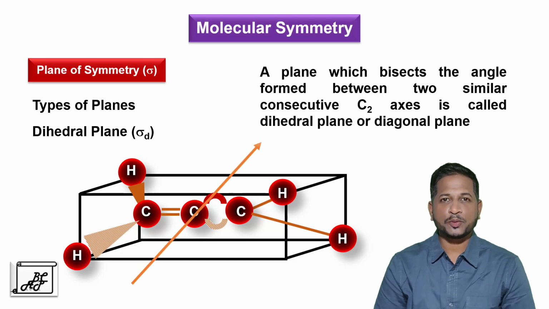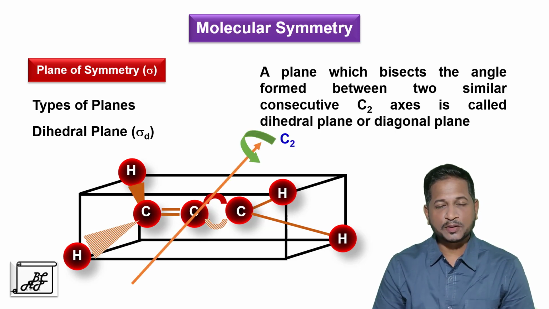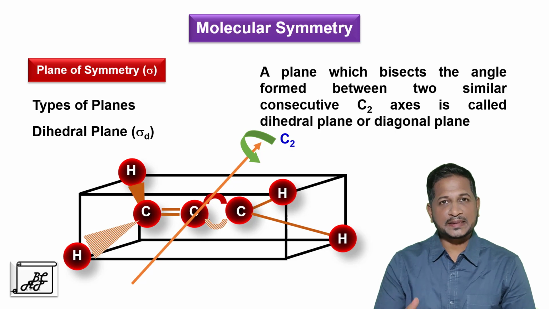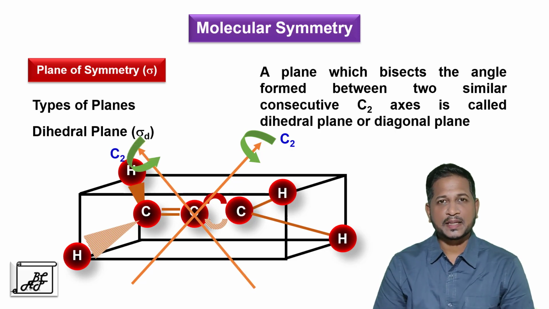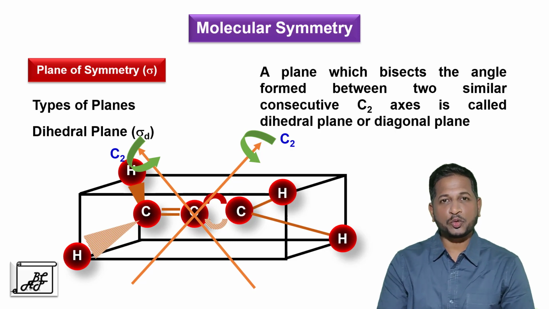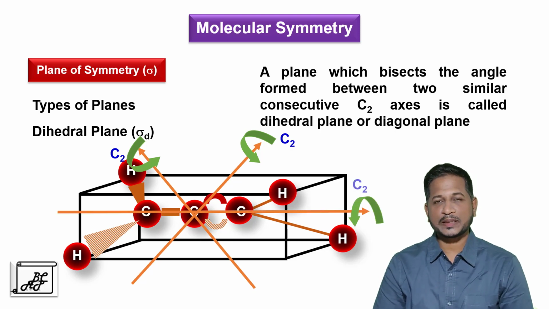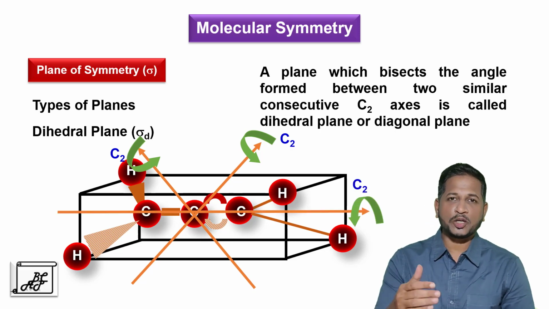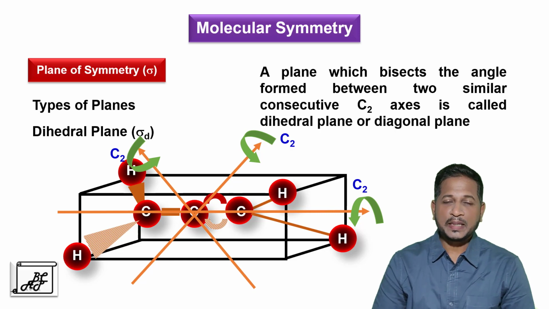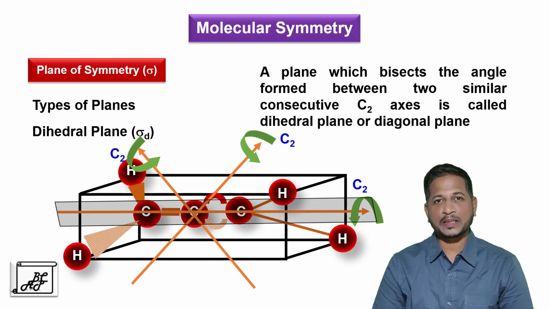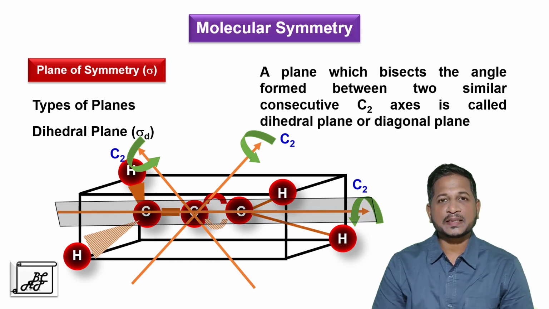In allene molecule, this is the first C2 axis of symmetry, say along the x-axis, another C2 axis of symmetry along the y-axis, and there is another C2 axis of symmetry which is perpendicular to the first two C2 axes of symmetry. So this is the third C2 axis of symmetry, say along the z-axis. So a plane which consists of this C2 axis of symmetry is called a dihedral plane.